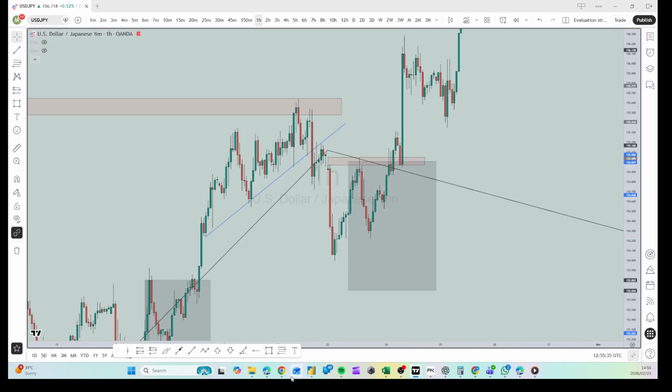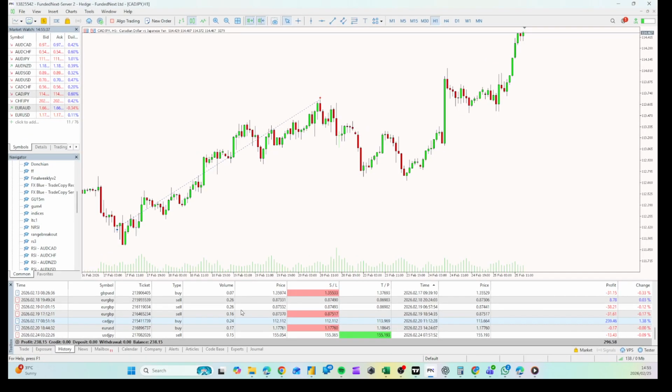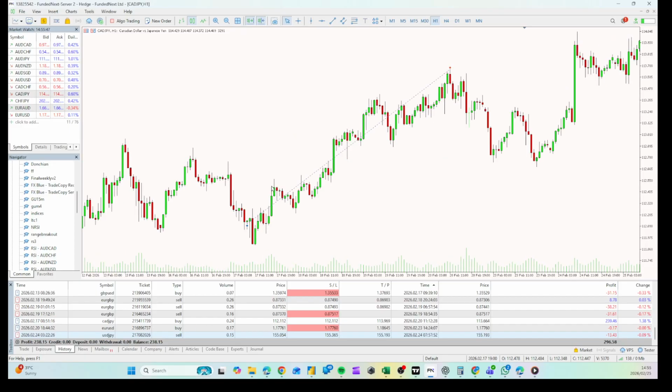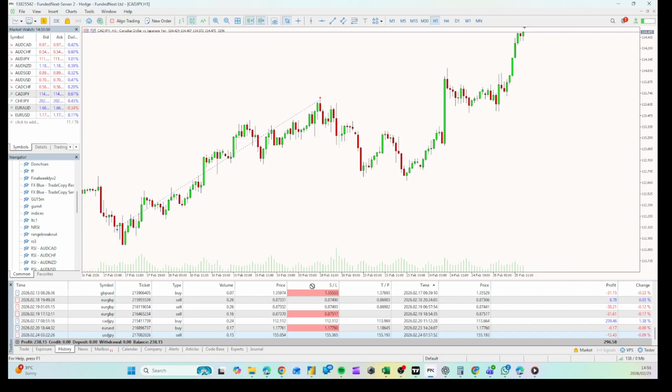If we can also look on MT5, you can see this is the JPY trade. Oh no, this is not responding. What's happening now? Okay, these are the two trades. Either way, MT5 is not responding, so I'm not going to dwell too much on that.